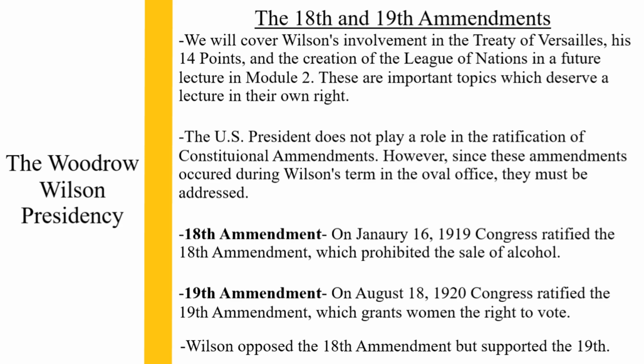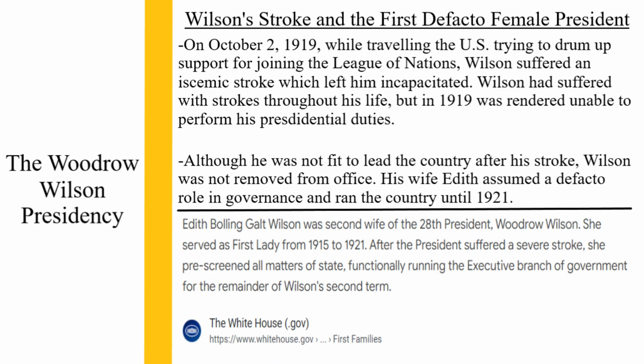So, if we go on to the next slide, Wilson's stroke and the first de facto female president. On October 2, 1919, while traveling the U.S. trying to drum up support for joining the League of Nations, Wilson suffered an ischemic stroke which left him incapacitated. Wilson had suffered with strokes throughout his life, but in 1919 was rendered unable to perform his presidential duties. Although he was not fit to lead the country after his stroke, Wilson was not removed from office. His wife Edith assumed a de facto role in government and ran the country until 1921.